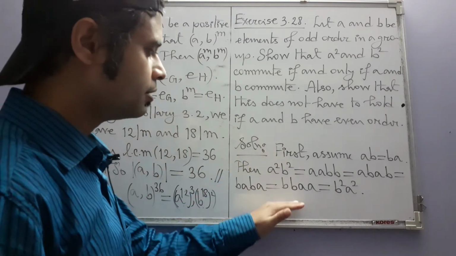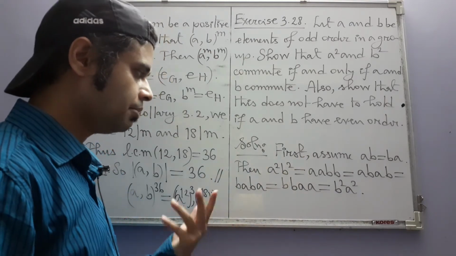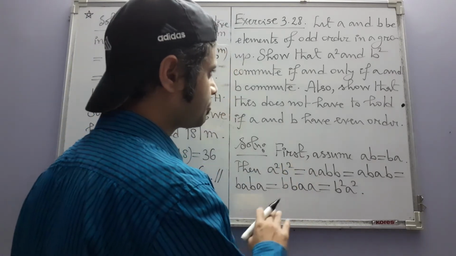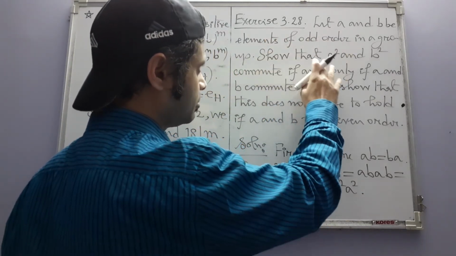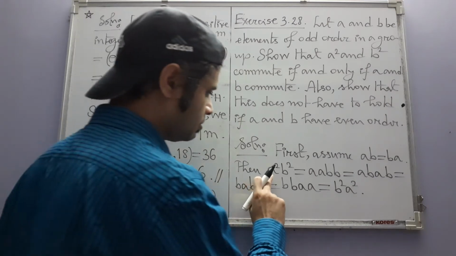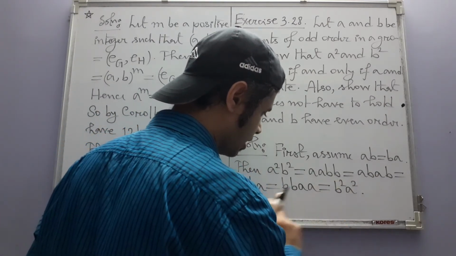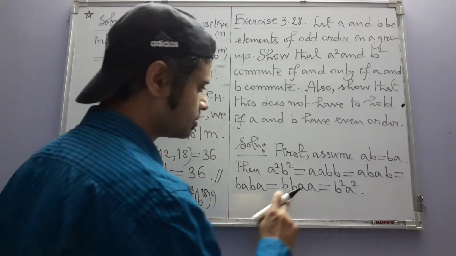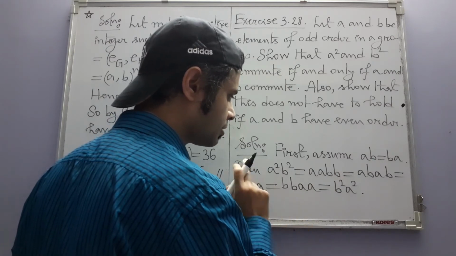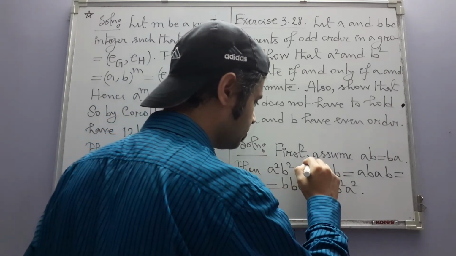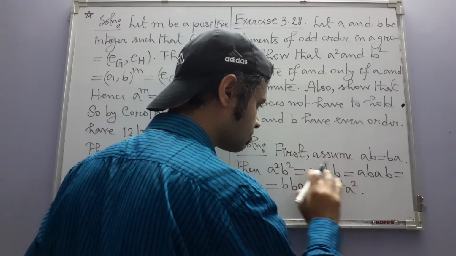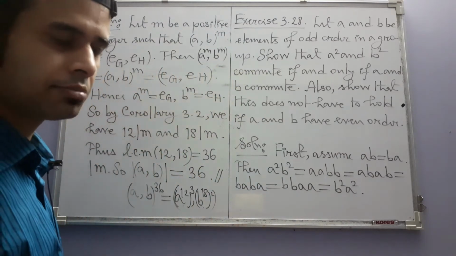And in proving this, that A and B commute implies A square and B square commute, we did not have to use the fact that A and B have odd orders, but now we will need to use that fact. And in writing these equations, we just simply used the fact that the binary operation in the group is associative, so we did not bother putting brackets, because it does not matter in what way we bracket these products, they are going to give us the same element.